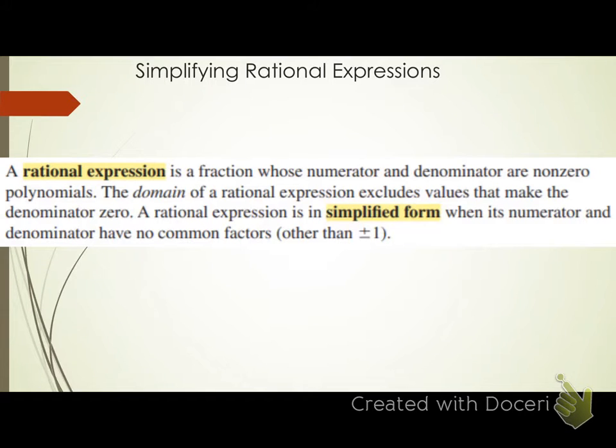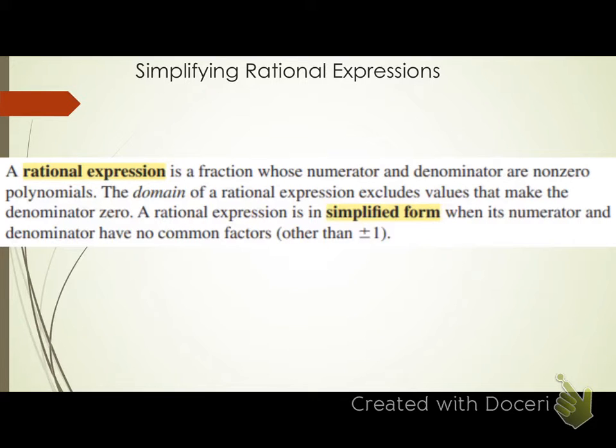Let's talk about what a rational expression is. It is a fraction whose numerator and denominator are non-zero polynomials. The domain of a rational expression excludes values that make the denominator 0. Remember, if we have a fraction, we do not want the denominator to be 0. So we have to give specific values that x cannot equal that would make my denominator 0. And we'll look at some examples in a second.